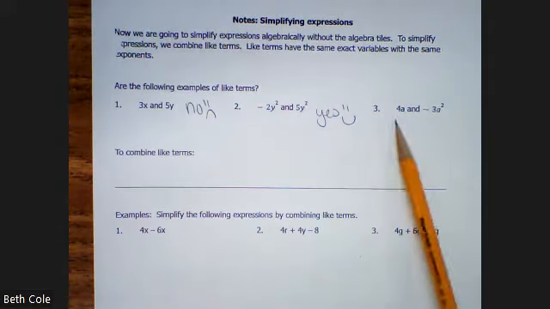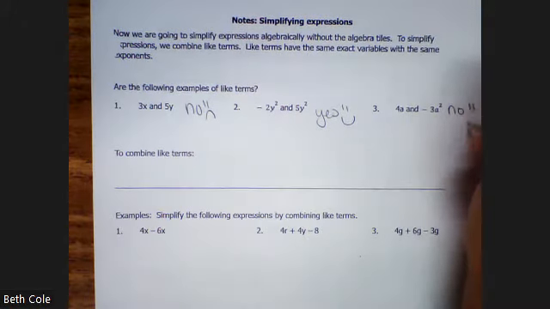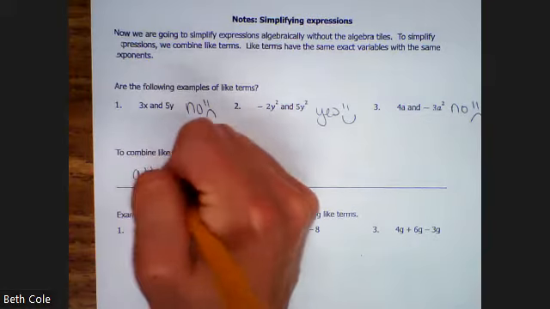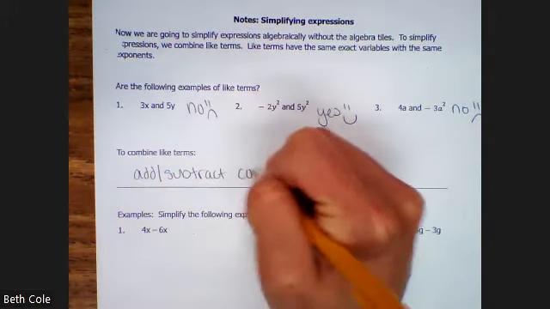And then how about 4a and negative 3a squared? No. So they both have an a, but the problem is one is squared and one is not, so that doesn't count as the same thing. So that's going to be no. So if you can combine them, then you should. So to combine like terms, you're going to add or subtract whatever the problem says, the coefficients.